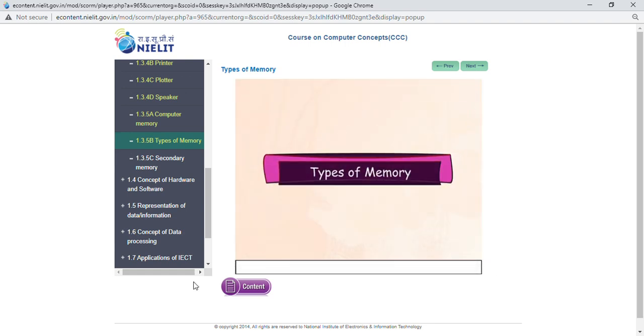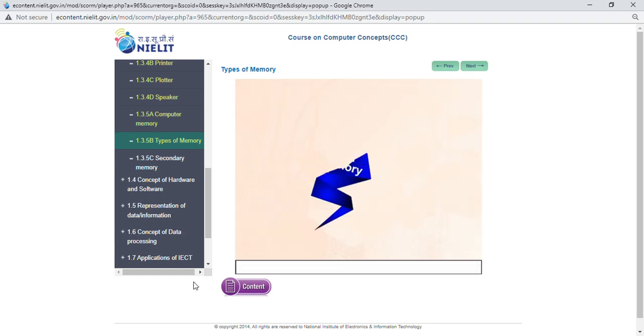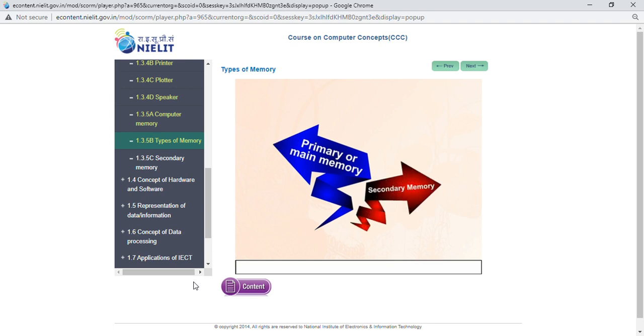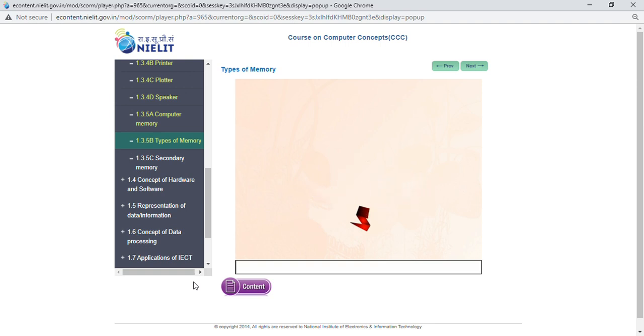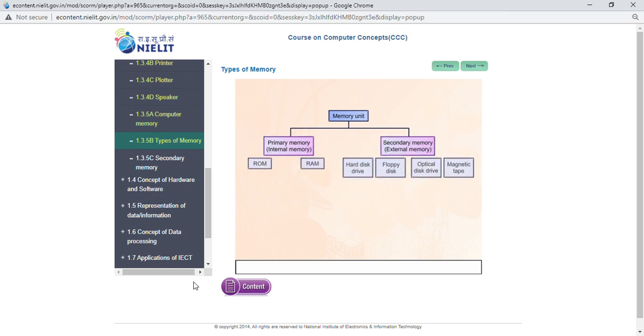Types of memory. Primary or main memory. Secondary memory. Memory unit. Primary memory, that is internal memory. Secondary memory, that is external memory.